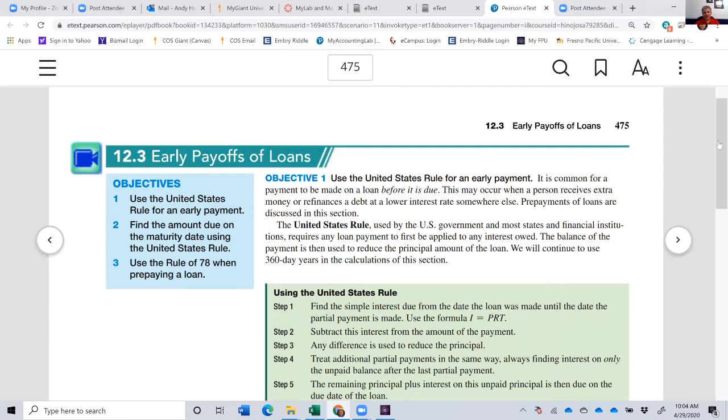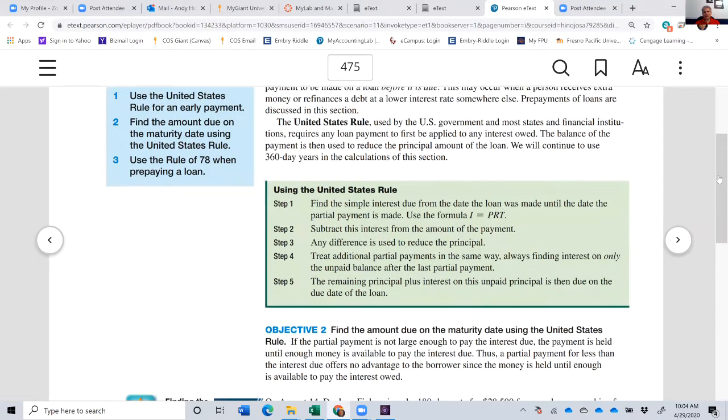The United States rule, used by U.S. governments and most states and financial institutions, requires any loan payment to first be applied to the interest owed, and then the balance of the payment is used to reduce the principal amount of the loan. We will continue to use 360-day years in the calculations of this section.